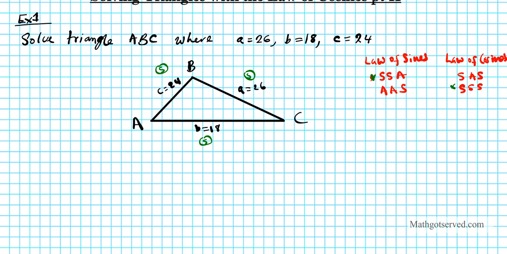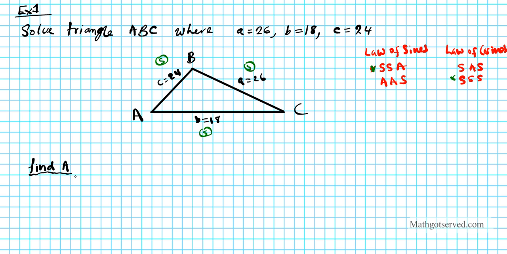So let's go ahead and pick an angle to find. We can find A, B, or C. So how about we just find angle A? Why do we choose to find angle A? It's just the first angle that I chose. It doesn't really matter which one you pick, you can pick any one. So I'm going to start with angle A.